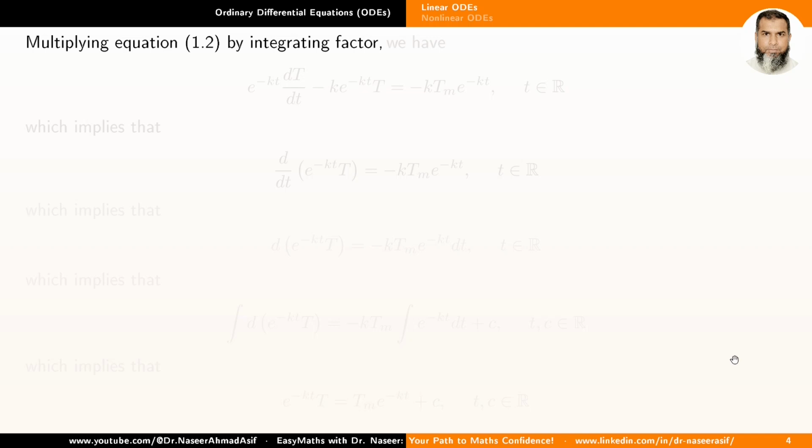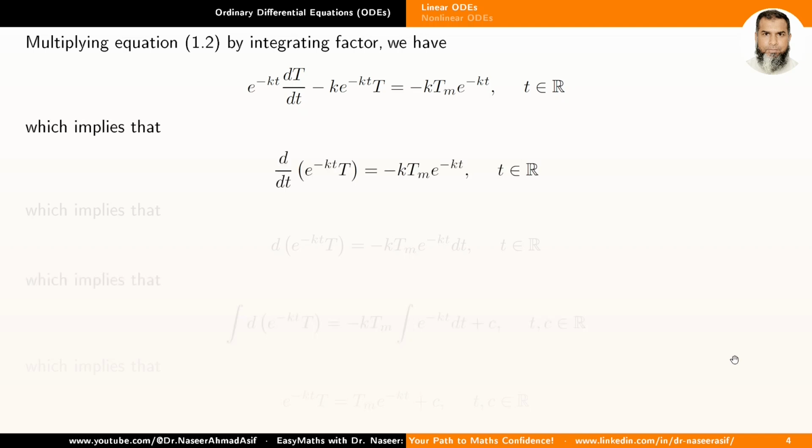Multiplying equation 1.2 by integrating factor, we have e^(-kt) dT/dt - k e^(-kt) T = -kTm e^(-kt) where t belongs to R. Well, this can be expressed as d/dt of (e^(-kt) T) = -kTm e^(-kt) where t belongs to R. So we have d(e^(-kt) T) = -kTm e^(-kt) dt where t belongs to R.